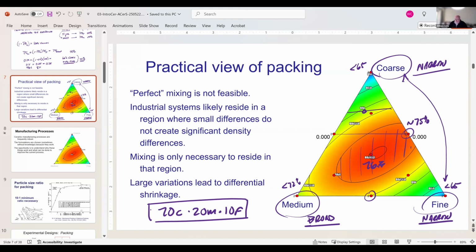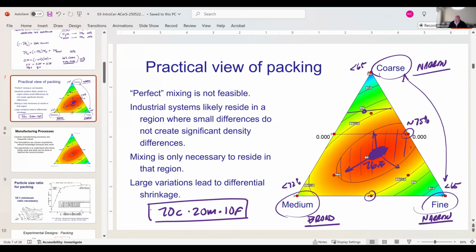Now, the problem with this is if I wanted to reach a certain packing efficiency, I would have to mix my system very well. So if this is my maximum packing efficiency here in the center, any deviation in mixing matters. If I have a little pocket of coarse particles, I move in that direction. If I have a pocket of mediums, I move in that direction. And if I have a pocket of fines, I move in that direction.